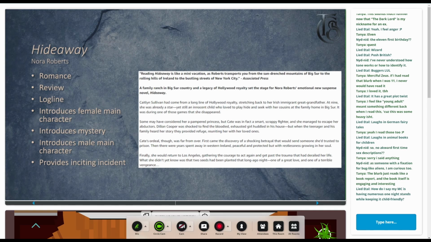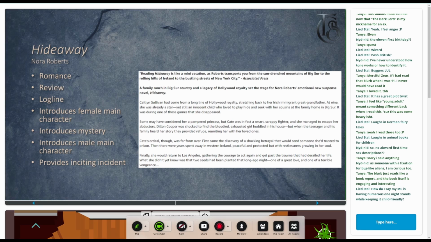Caitlin Sullivan had come from a long line of Hollywood royalty, stretching back to her Irish immigrant great-grandfather. At 9, she was already a star, yet an innocent child who loved to play hide-and-seek with her cousins at the family home in Big Sur. It was during one of those games that she disappeared. Some may have considered her a pampered princess, but Kate was in fact a smart, scrappy fighter, and she managed to escape her abductors. Dylan Cooper was shocked to find the bloodied, exhausted girl huddled in his house. But when the teenager and his family heard her story, they provided refuge, reuniting her with her loved ones.